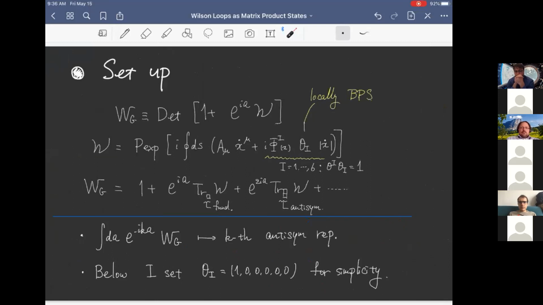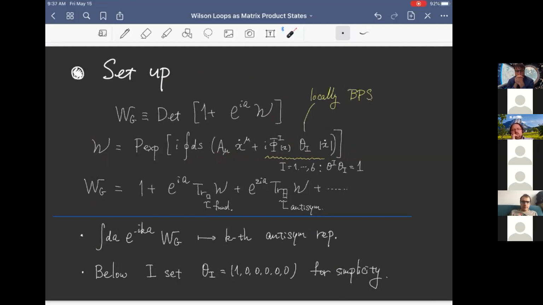All right. Having given this comment, let me explain in more detail the setup that I'm going to consider. As I said, I'm going to discuss this generating function. And in particular, for simplicity, let's consider what's called the locally BPS Wilson loop, which couples to the gauge field and also to the scalar field. And the same comment applies here.